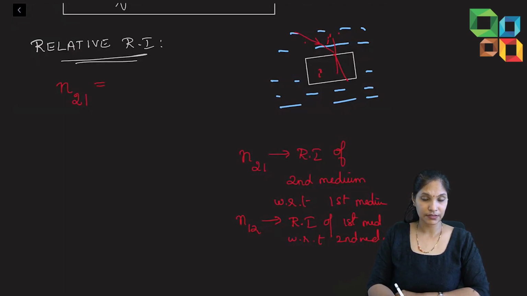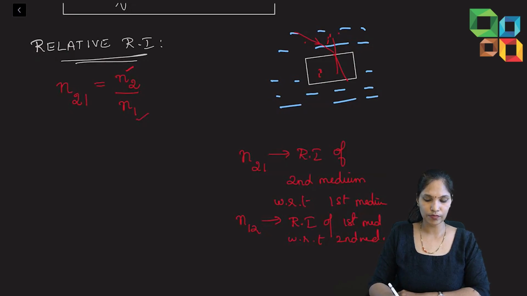What is it? Relative refractive index. It's simply the ratio of the absolute refractive index of the second medium with the absolute refractive index of the first medium. So, the refractive index of the second medium with respect to the first medium. We already saw the absolute refractive index formula.